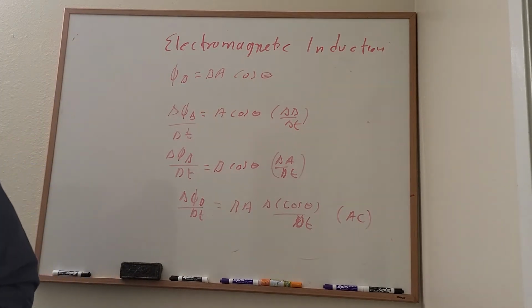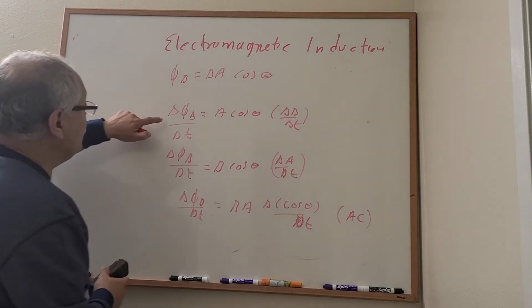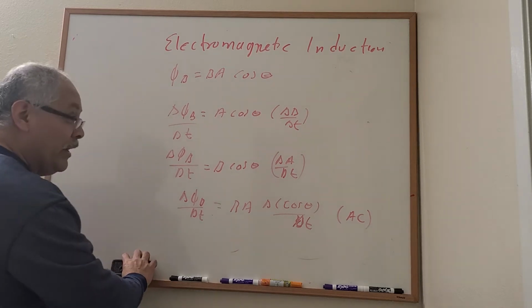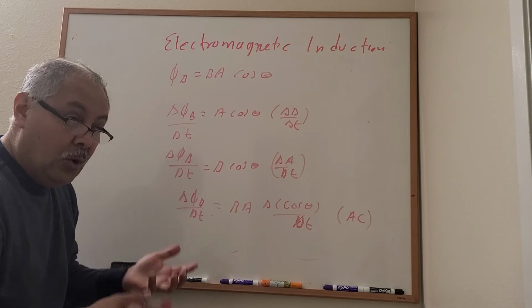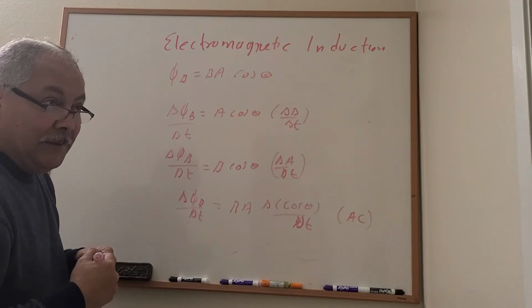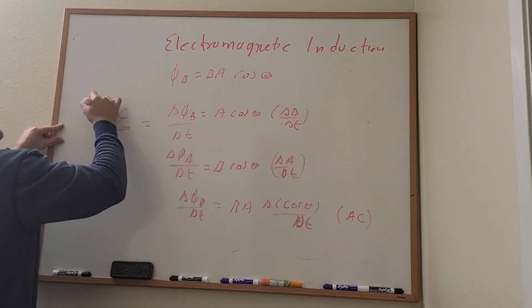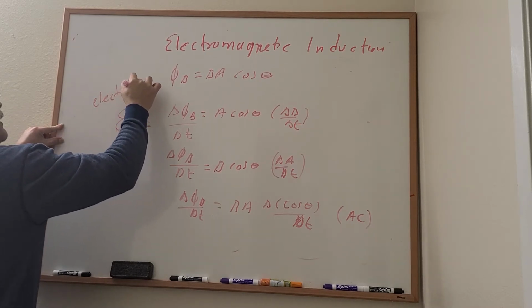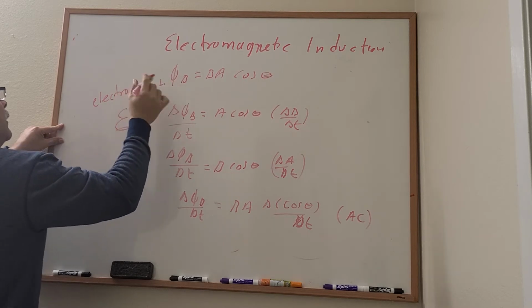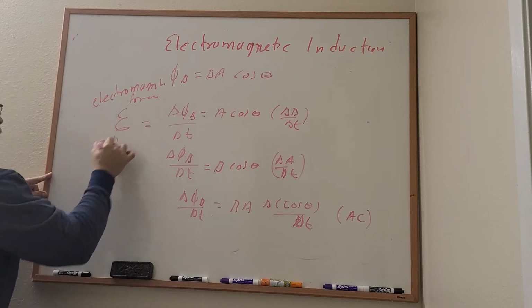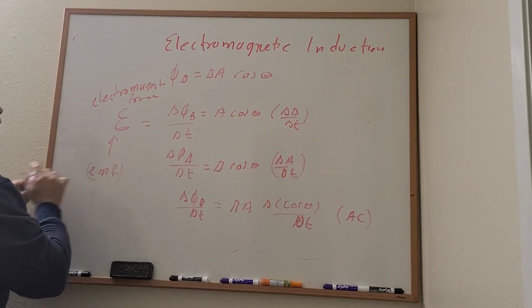Okay, perfect. Now let's do it. Again, remember, we have a quantity, and by another quantity we create a new quantity. That quantity is called EMF, electromagnetic force, or EMF.